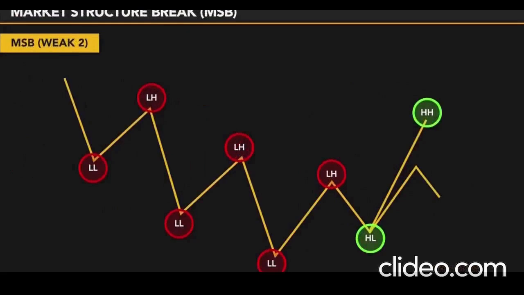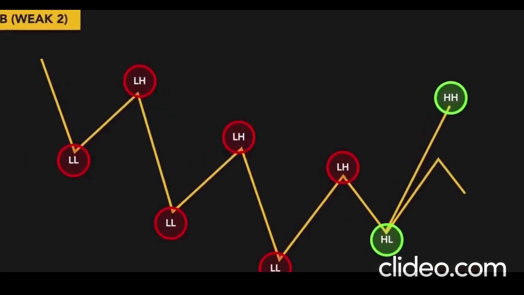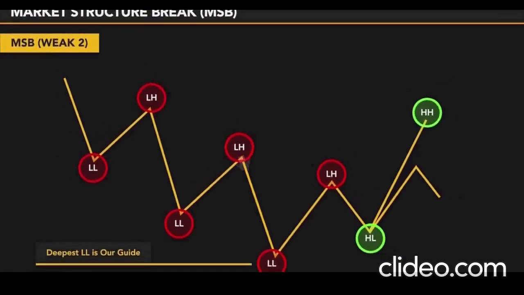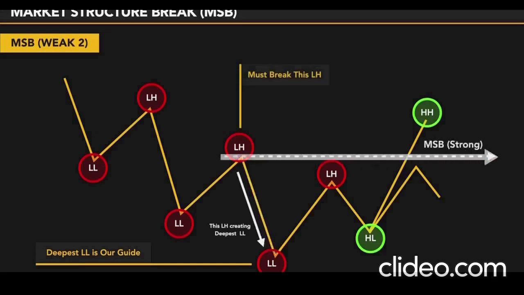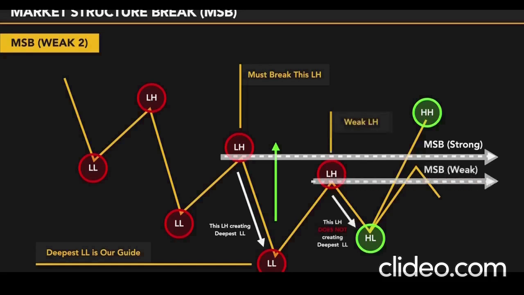Second weak MSB. Where is our deepest lower low? Yes, here. Which lower high creates it? Yes, this one. So, until we break that lower high strongly, we cannot consider it a strong MSB. Sometimes price will struggle and make ranges. Breakout from the small range is considered a weak MSB. Again, to be a valid and strong MSB, it should break the lower high, which creates the deepest lower low.